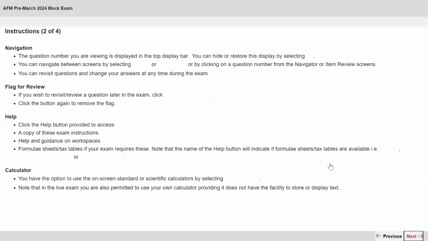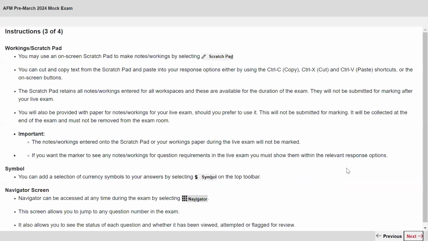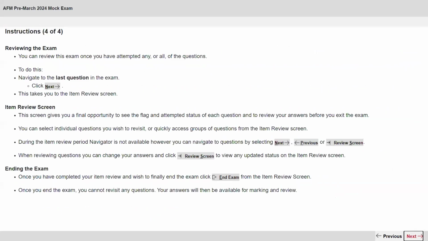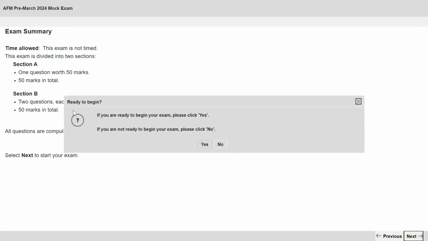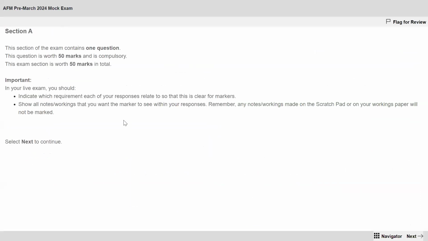The approach that I'm going to adopt here, I would probably adopt the same approach in the examination also. You will get two sections, section A and section B. Section A is going to be 50 marks. Section B is going to be 25 marks into 2. Now let's try to see what things are.